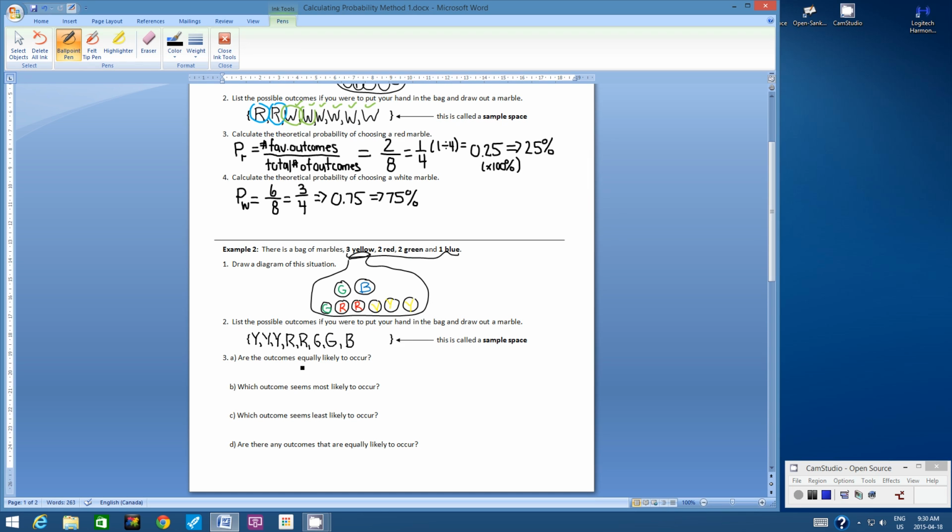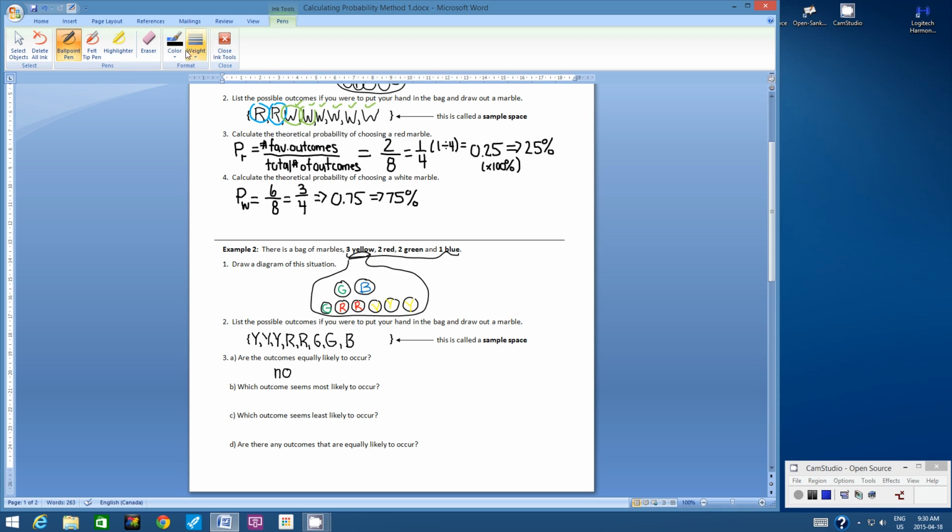A. Are the outcomes equally likely to occur? In other words, if you put your hand in, is it equally likely to get a blue as it is to get a green, or as it is to get a red, or as it is to get a yellow? So what this question is asking is, do we have the same number of outcomes for each possible event? Well, the answer is no, because we have less blue marbles and we have more yellow marbles. So let's just here say no.